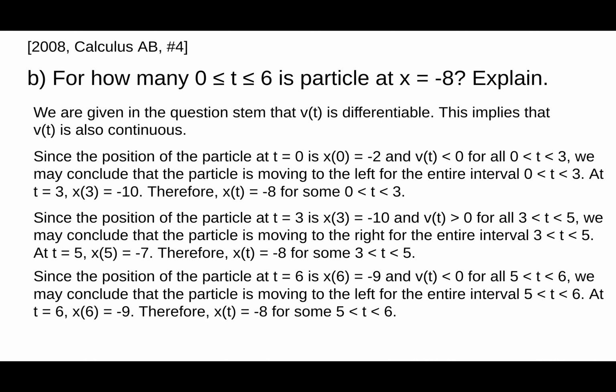Right? And since x of 6 is negative 9 and x of 5 was negative 7, negative 8 is between negative 9 and negative 7, so there's another value of t in the interval from 5 to 6 where x of t is negative 8 again. And that gives us a total of 3 times on the interval from 0 to 6 where x of t is negative 8.